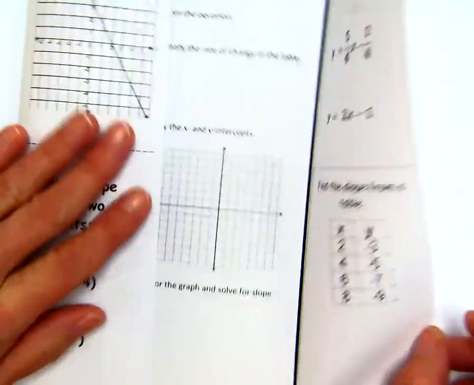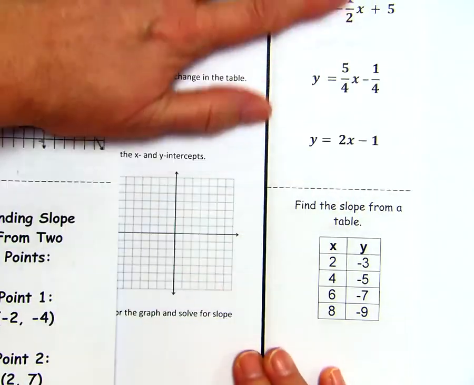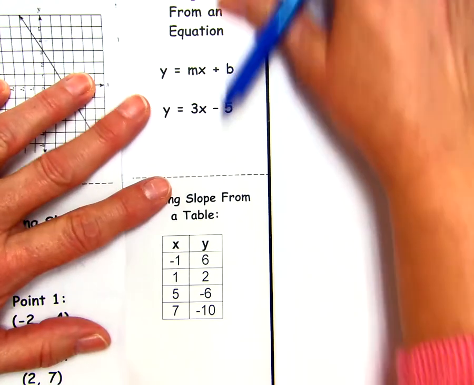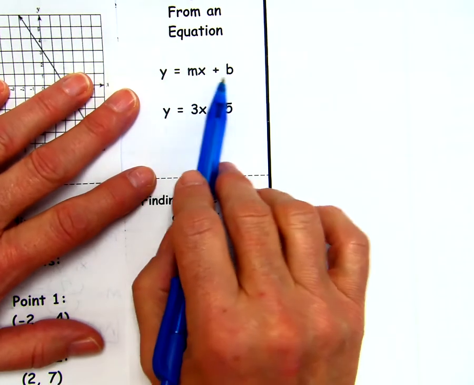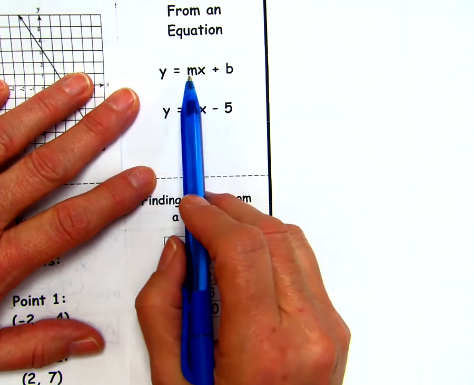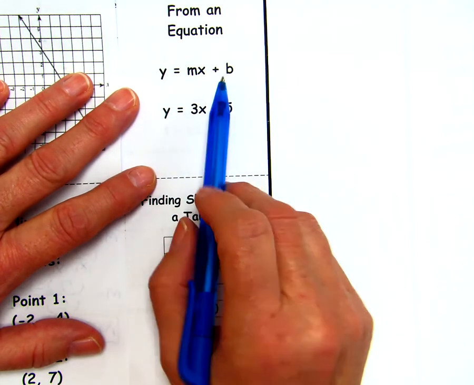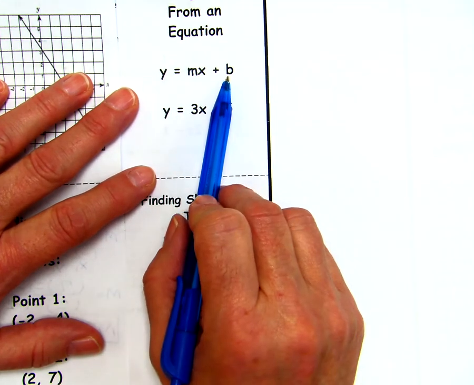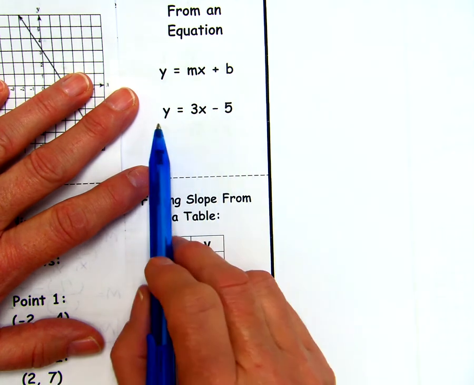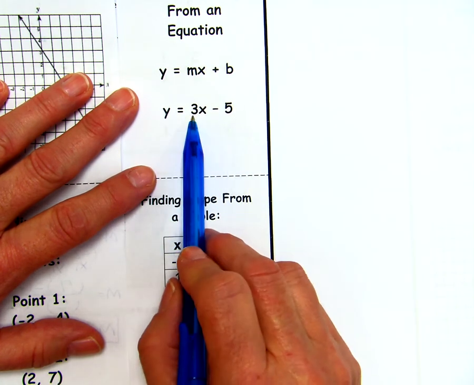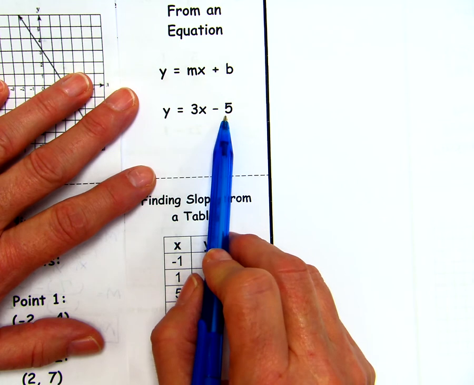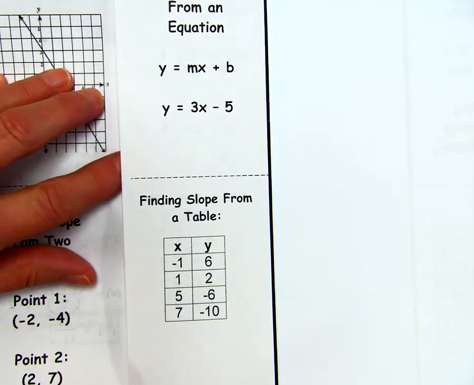We have 2 other ways to find slope. One of those is from the slope-intercept form of an equation. This is our slope-intercept form of the equation. The number in front of the x, or the coefficient of x, is your slope. The constant term is your y-intercept. So in this equation, the 3 would be the slope, and the negative 5 would be the y-intercept.